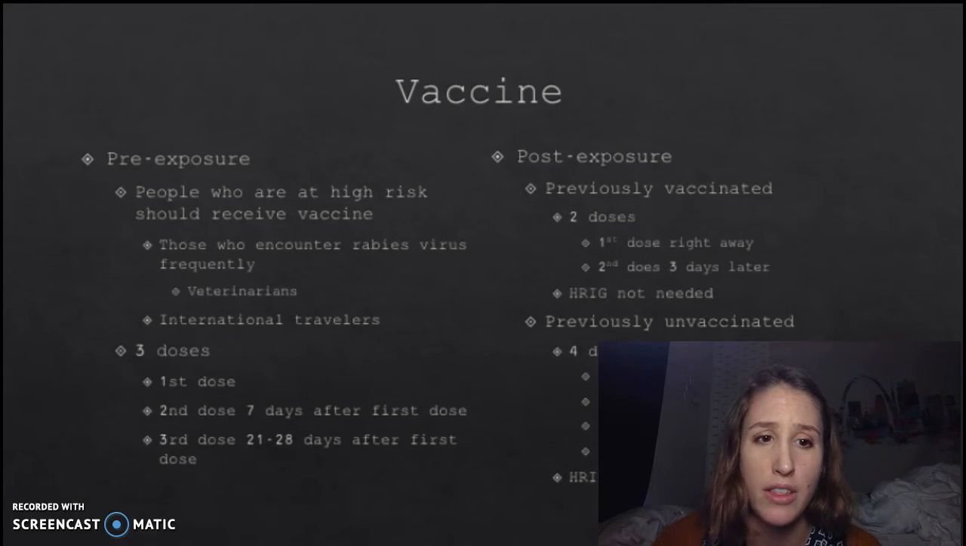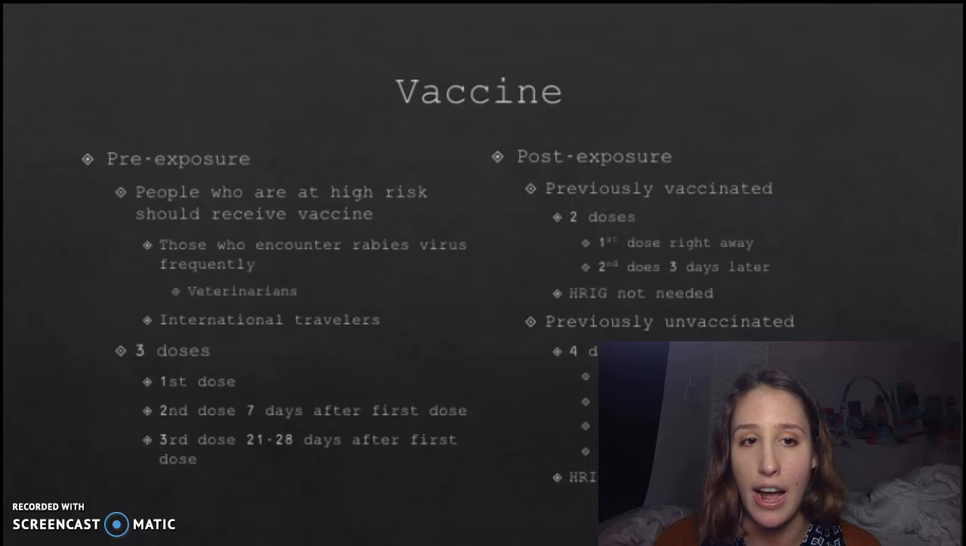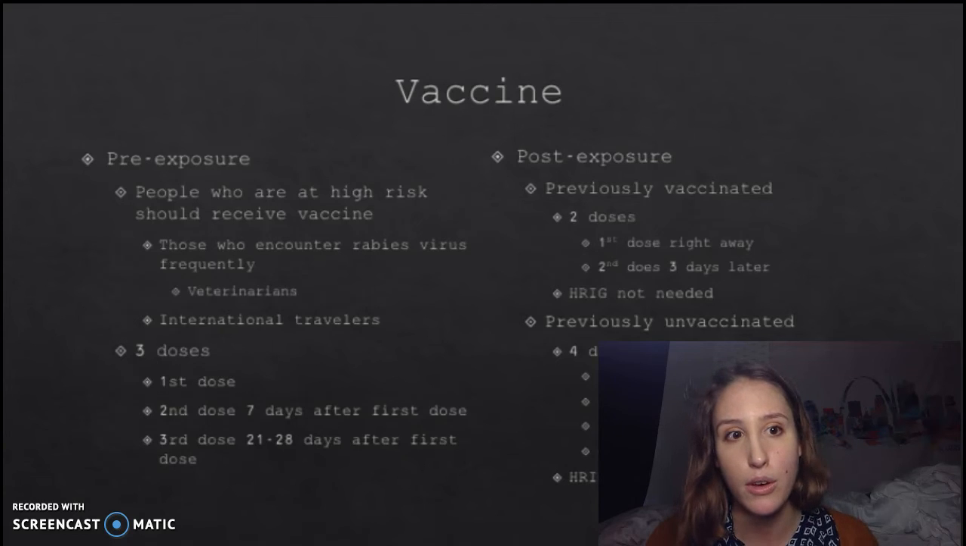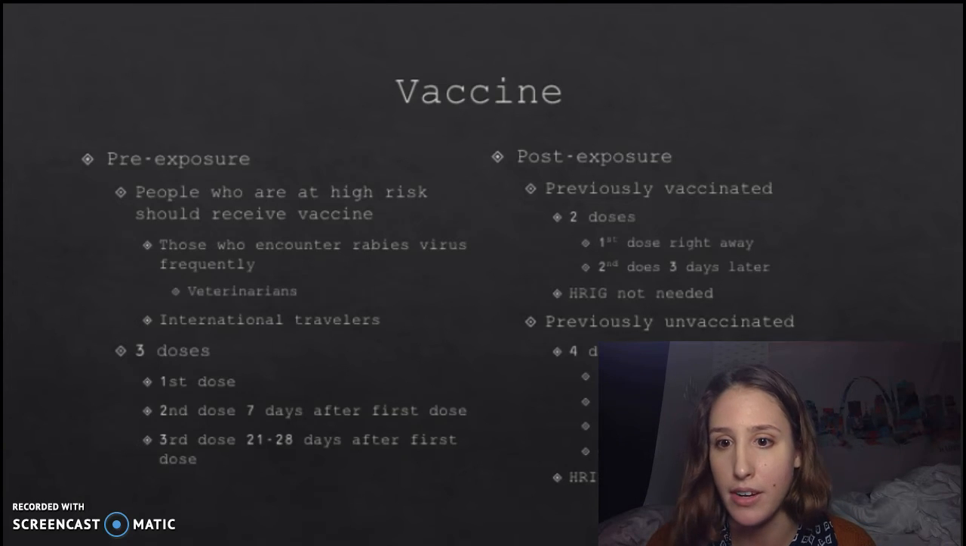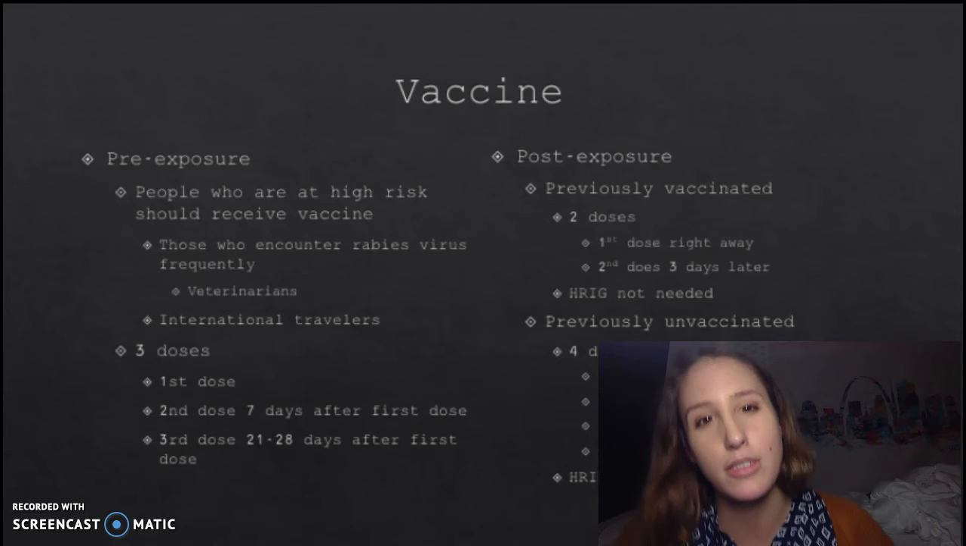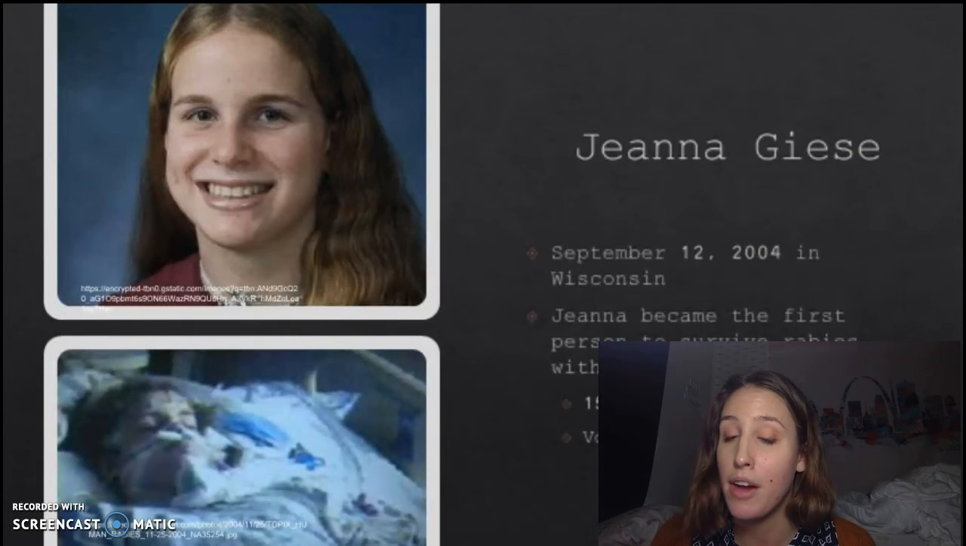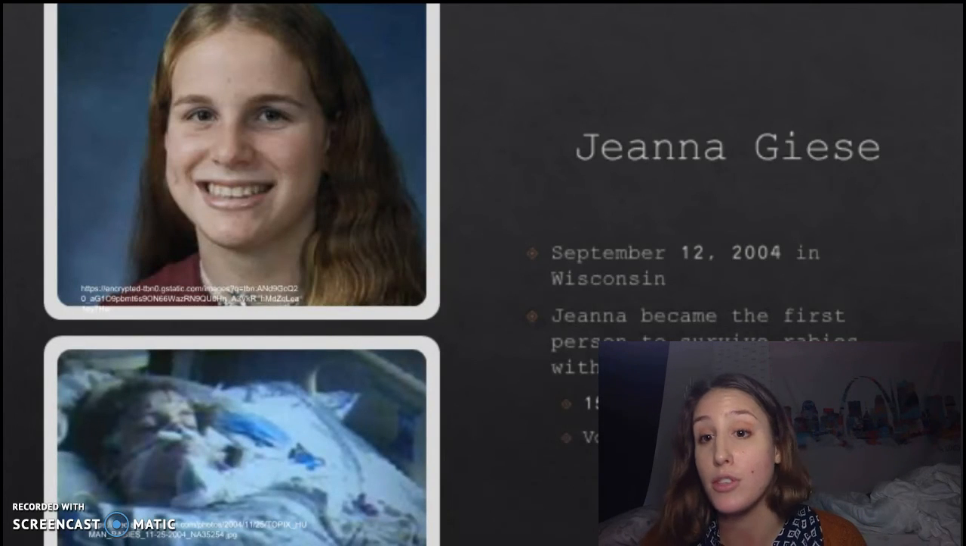Although the cost of these vaccines varies, the cost of the HRIG and the 4 doses, if you haven't been vaccinated, typically exceeds $3,000. So this is also a problem because it's so expensive, and a lot of people who get exposed to the rabies virus, like people who are homeless, can't afford these vaccines. It's really sad. So now I'm going to talk about this girl named Gina.